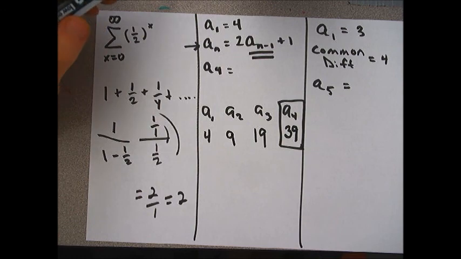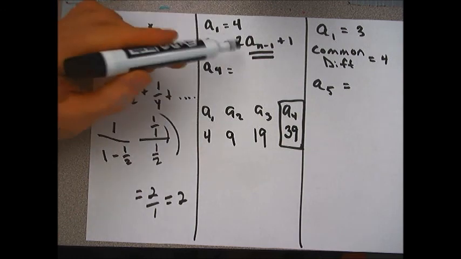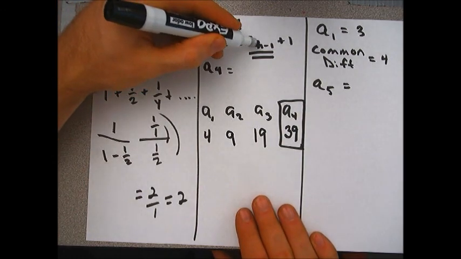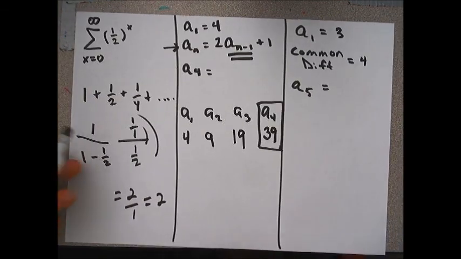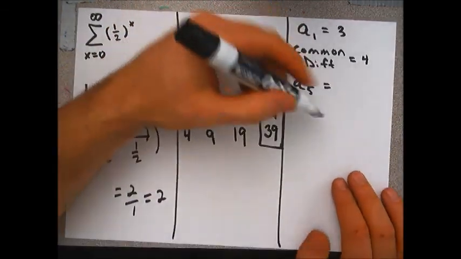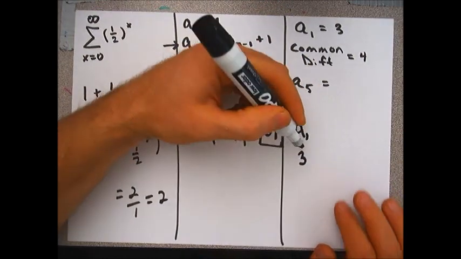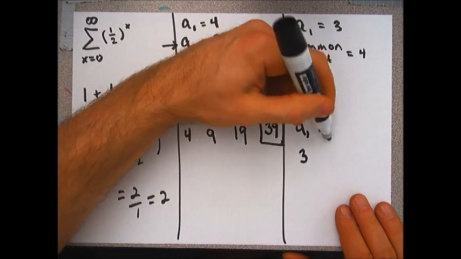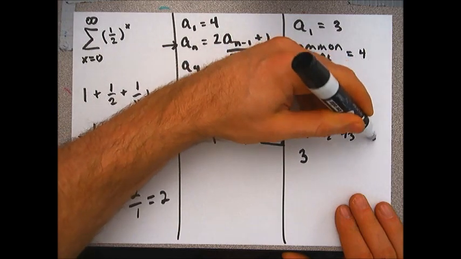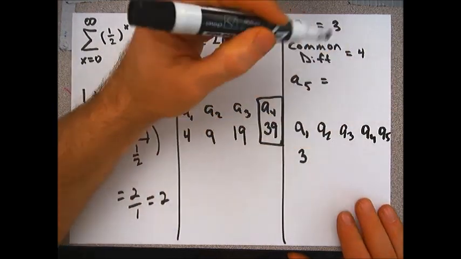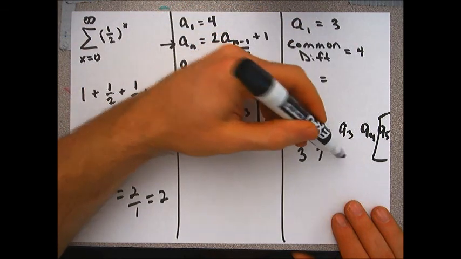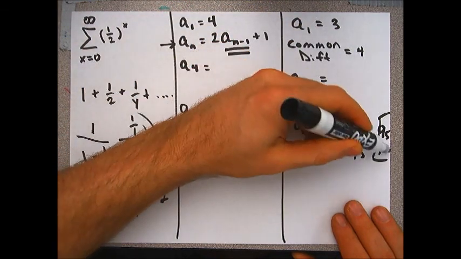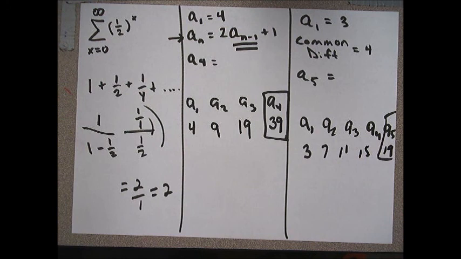Okay? 2 times a sub n minus 1. 2 times the term before it plus 1. All right, the third one. First term is 3, so a sub 1 is 3, and they want the fifth term. A2, A3, A4, A5. We want the fifth one. And each time I'm going to add 4. So 7, 11, 15, 19.